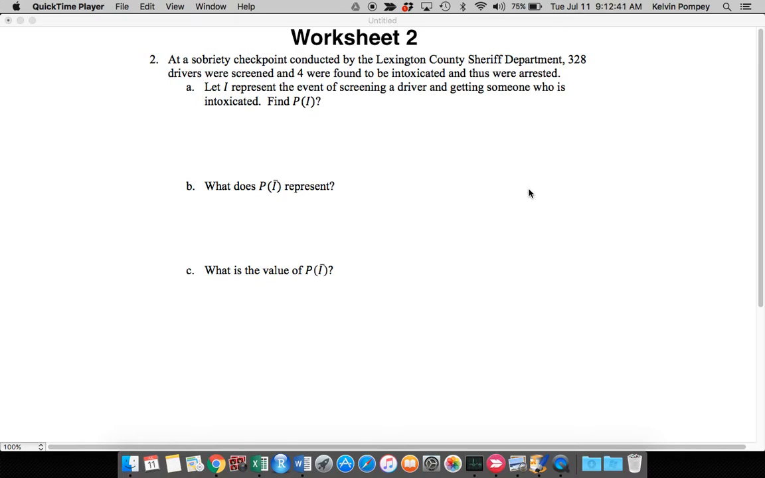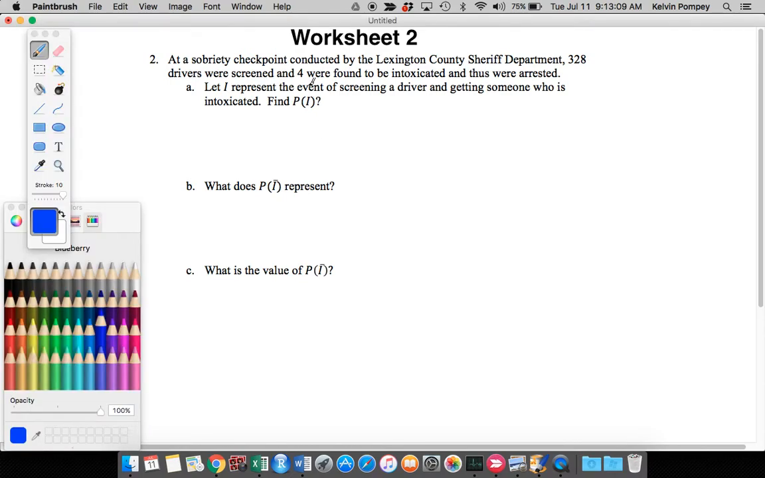It says, at a sobriety checkpoint conducted by the Lexington County Sheriff's Department, 328 drivers were screened and 4 were found to be intoxicated and thus were arrested, right? So out of the 328, 4 were arrested. Part A, let I represent the event of screening a driver and getting someone who is intoxicated. So I represents at that checkpoint getting someone who was intoxicated. And so what I want to do is find someone who was intoxicated.